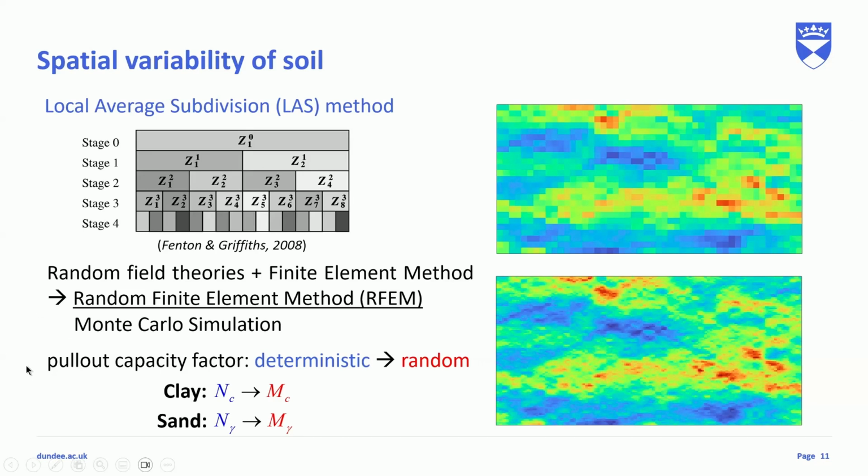In this approach, the pull-out capacity factors Nc and Nγ are traditionally deterministic. They are functions of the soil property, and because the soil property is deterministic, Nc and Nγ are also deterministic. But here, we make the soil random, and the pull-out capacity factors Nc and Nγ will become random as well. So the task here is to estimate the statistics, like the mean, standard deviation, and also the distribution type of the pull-out capacity factor.